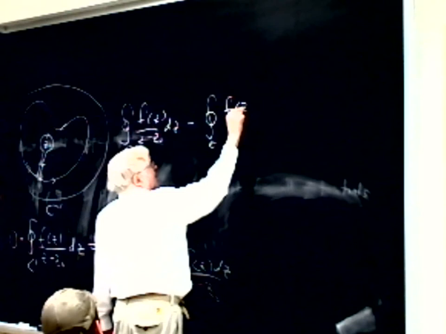The only proviso is that the function f of z is analytic on the contour and at all points inside the contour. Or equivalently, the contour lies completely inside a simply connected region where f is analytic. All right, well, that's basically the end of the subject. In other words, this is the Cauchy integral formula, the Cauchy integral theorem. That really is the heart of the subject.